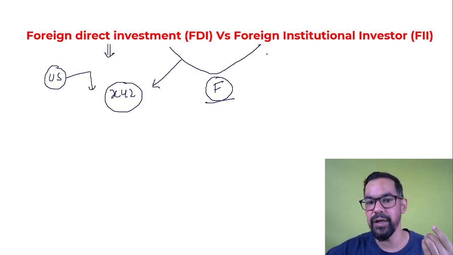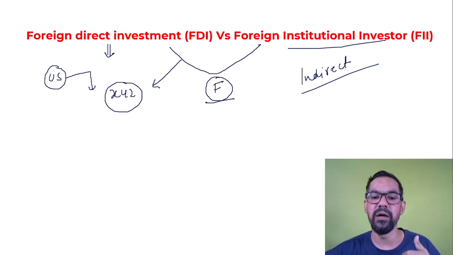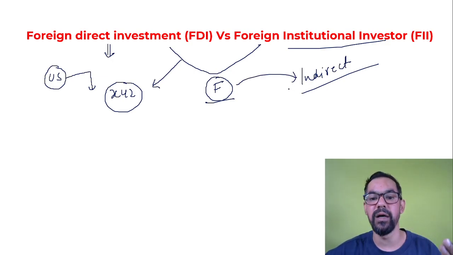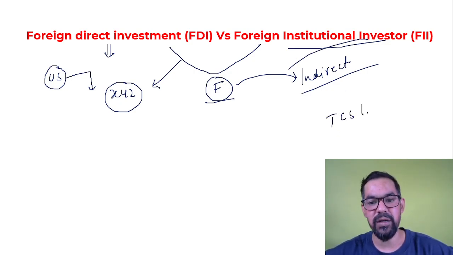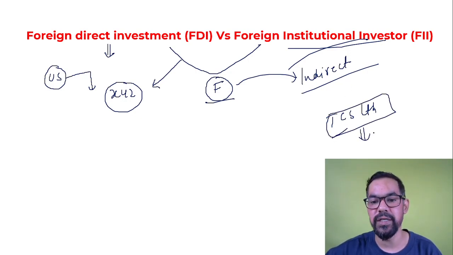Okay, indirect investment, foreign institutional. So this is known as indirect investment. Why is it called indirect? Because here the foreigner is making investment in Indian shares, already listed companies. Let's say TCS Limited is listed on a stock exchange. If any foreigner buys the shares of TCS, he buys the shares of TCS.